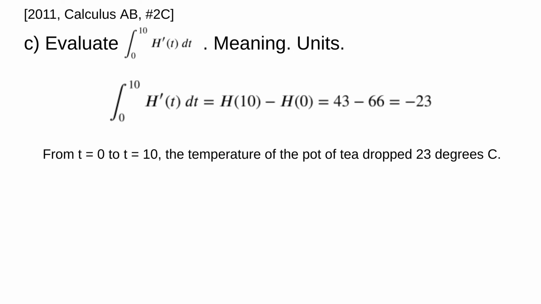What does it mean? Well, h of 0 was the temperature of the pot of tea at t equals 0. h of 10 is the temperature of the pot of tea at t equals 10. And the temperature went down 23 degrees Celsius, so the meaning is, from t equals 0 to t equals 10, the temperature of the pot of tea dropped 23 degrees Celsius.